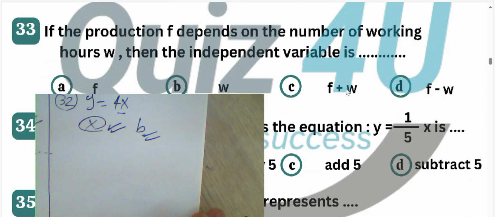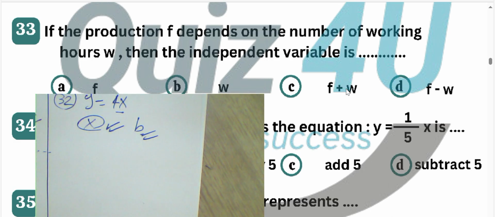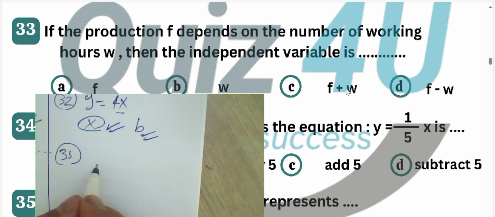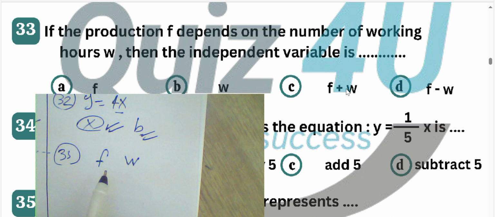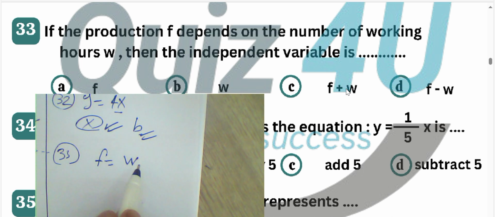33. The production F depends on the number of working hours W. Then the independent variable would be what? Okay, then the independent variable will be what? Because F equals the number of hours W, like if he worked 2 hours in the day, then the independent variable here will be W, because F here depends on what? W. Then the total depends on W here. W is the number of working hours.